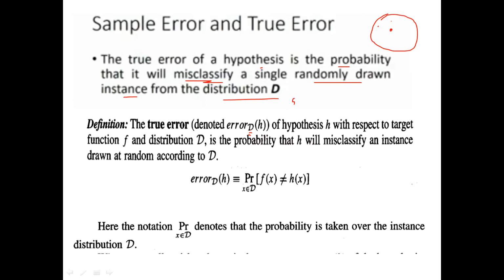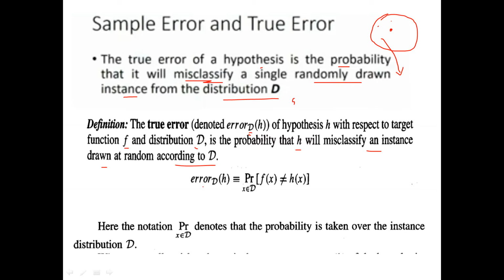So this is the notation you have to remember. Now the error D of H, of hypothesis H with respect to a target function F and your entire distribution of your entire population, is the probability that hypothesis H will misclassify an instance drawn at random. You are just taking one random sample and you are going to see whether this is misclassifying. What is the probability that it is misclassified?